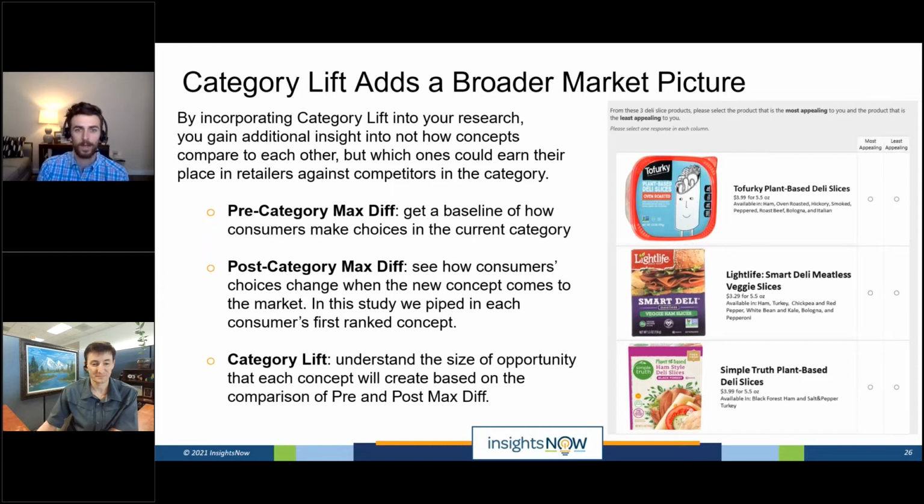So an example of how a max diff is portrayed to the consumer is shown on the right-hand side of the screen. And one combination example here is showing the plastic tub with Light Life and Simple Truth. And so consumers are going through a series of these combinations and selecting which one is their most appealing and which one is their least appealing concept.